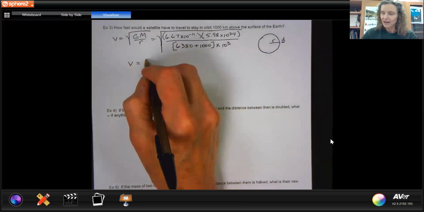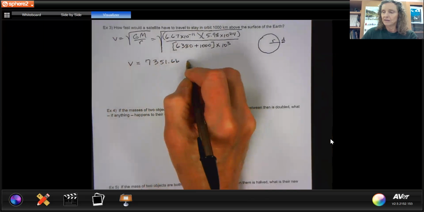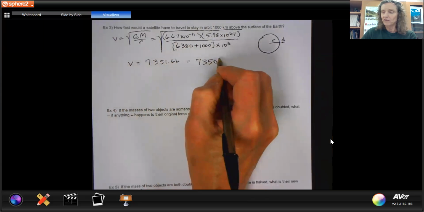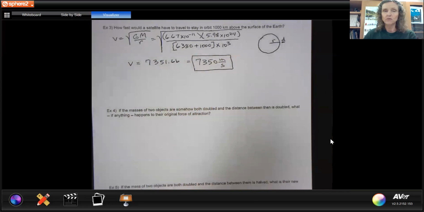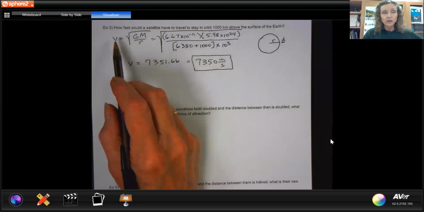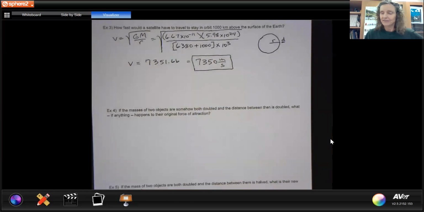Okay, the answer I get on my calculator is 7,351.66. That needs some rounding, I think. We don't know that to that degree of precision. So to 3 significant figures, 7,350 meters per second. Interesting. So what's the relationship here between velocity and radial distance? The bigger the radial distance gets, the slower you need to go in order to stay there. Okay, enough with the numbers and the calculators.